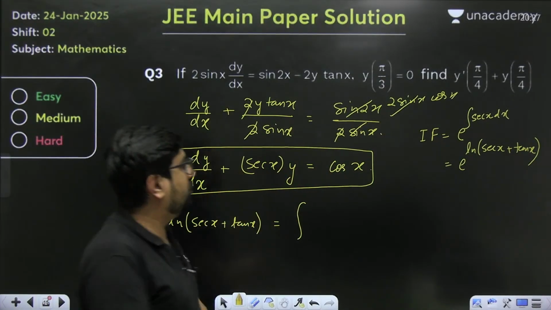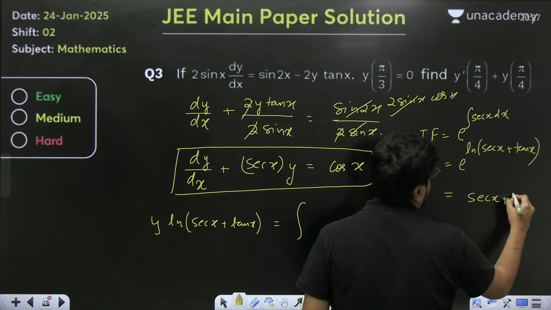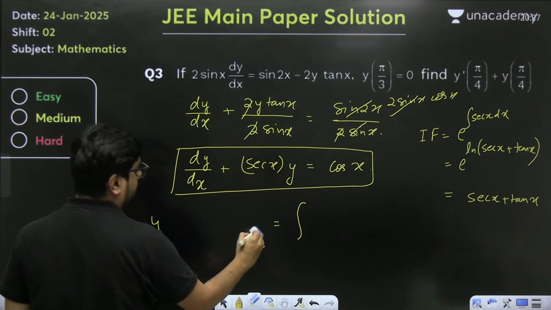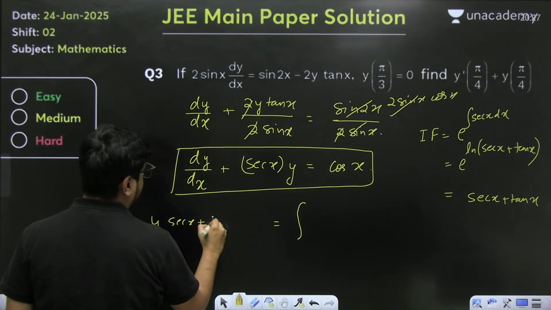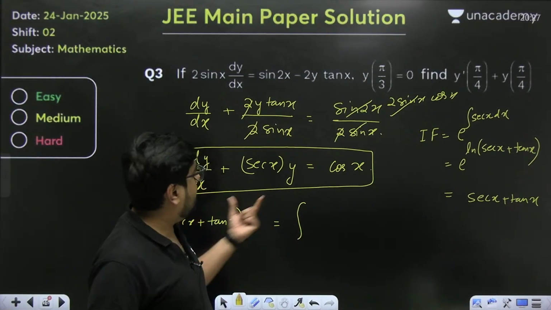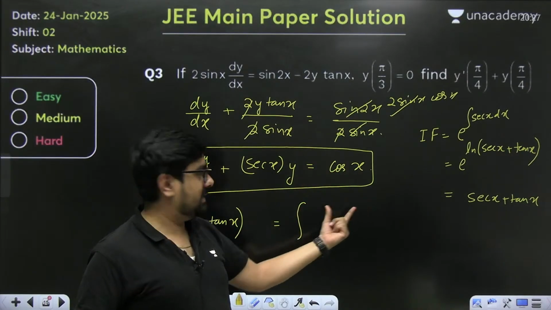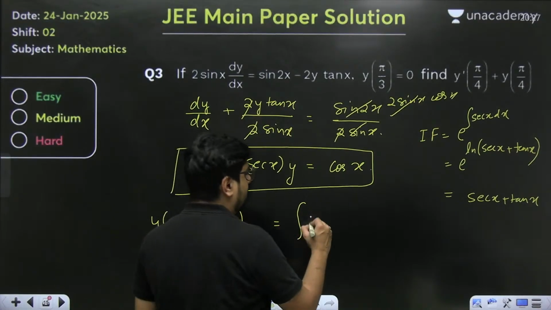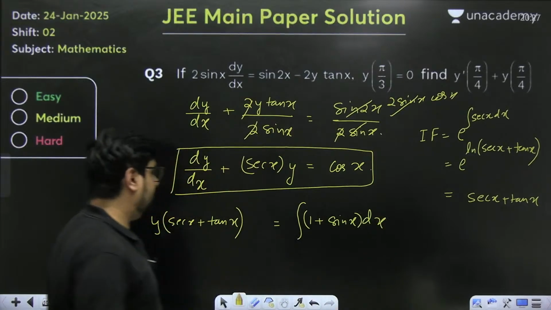Acha, but e to the power ln of sec x plus tan x will just become sec x plus tan x, na? This will just become this. So ln will also be removed. Sec x plus tan x. Right. Now here what we will have, sec x plus tan x into cos x dx, integration of this. So sec x plus tan x into cos x will be 1 plus sin x, 1 plus sin x dx, right?